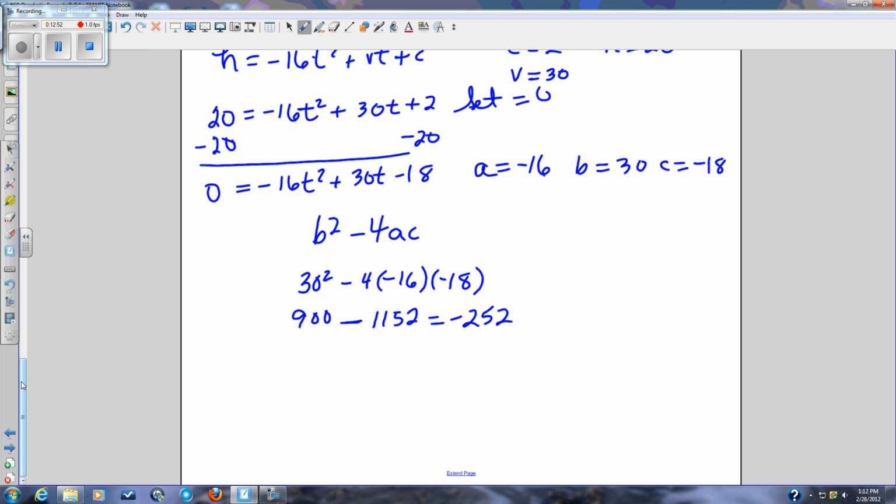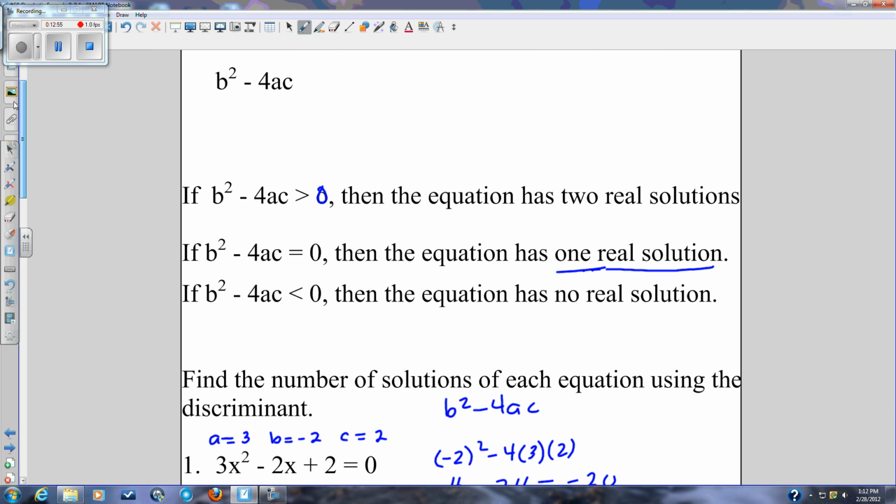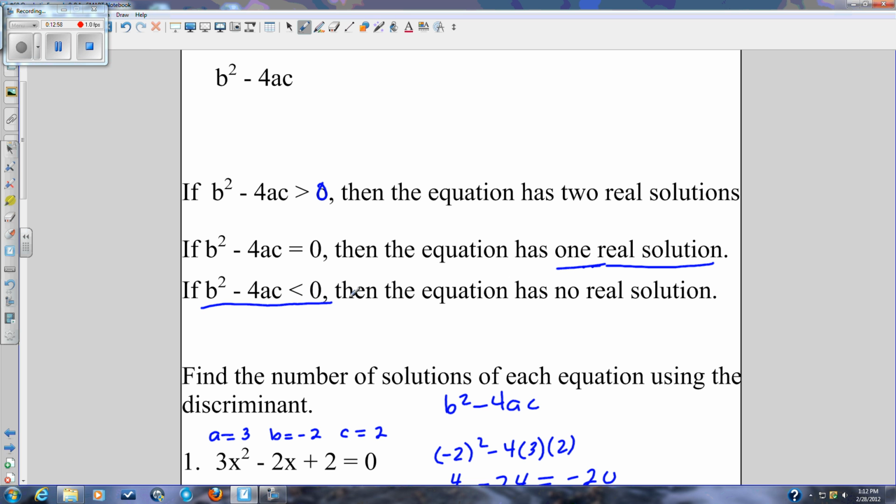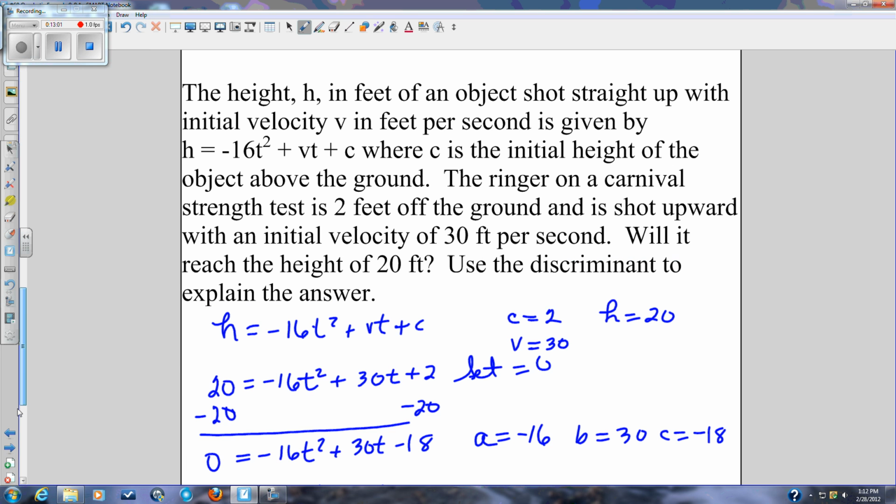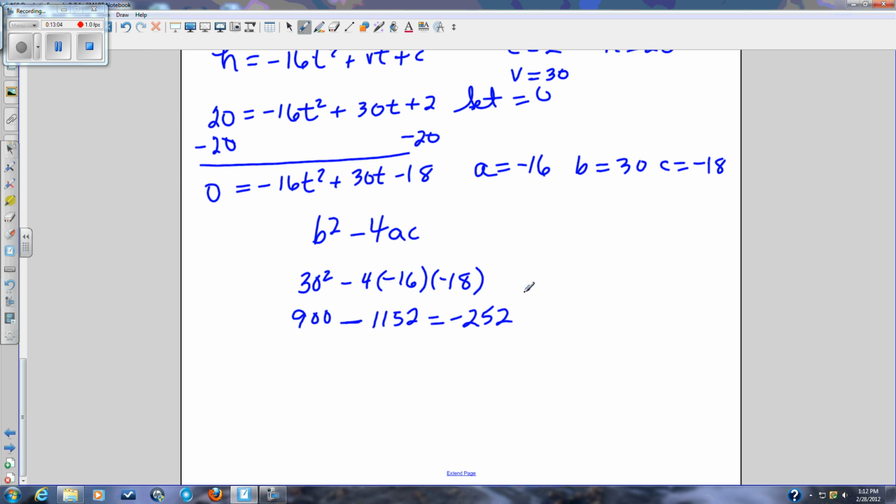Going back to what we learned about the discriminant way up here, we said that if the discriminant is less than 0, there is no solution. So since we ended up with a negative answer for the discriminant, we're going to say there's no solution. And since there's no solution, we know in this particular problem that the height of the ringer, or I should say the shot, will never reach 20 feet.